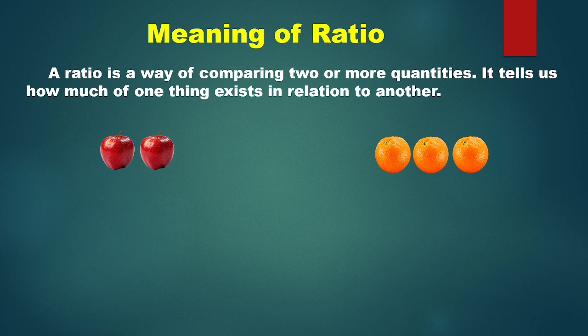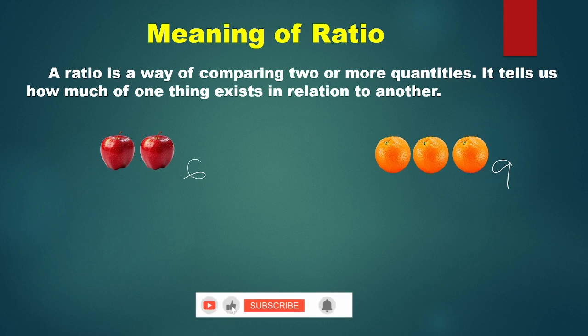If I tell you that I ended up picking six apples, you can easily tell how many oranges I would have picked, because for every two apples, I picked three oranges. Since I picked six apples, I have picked two apples in three places. It means I would have picked three oranges in three places as well, which tells me that I have nine oranges. So the ratio of apples to oranges is simply 2 ratio 3.